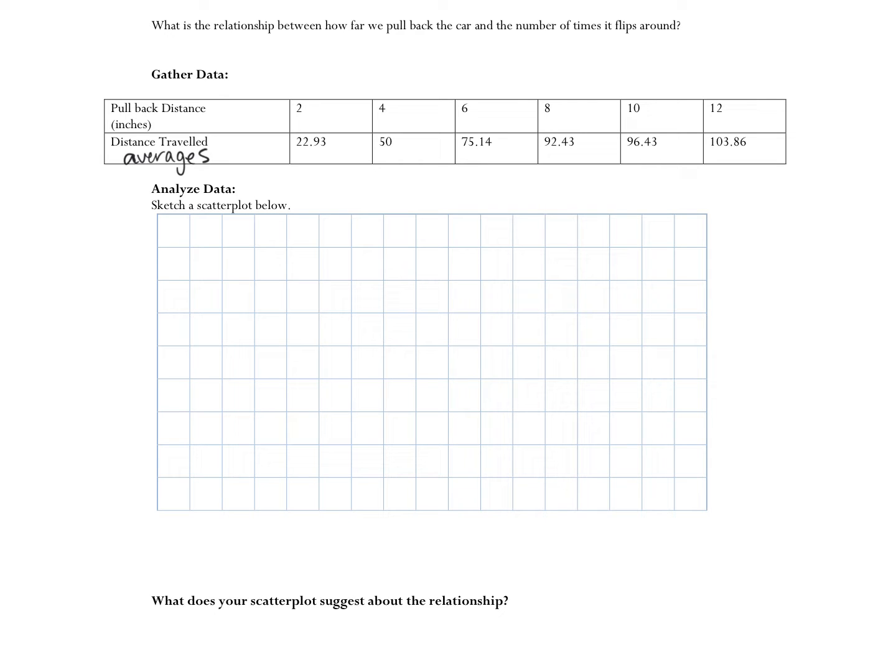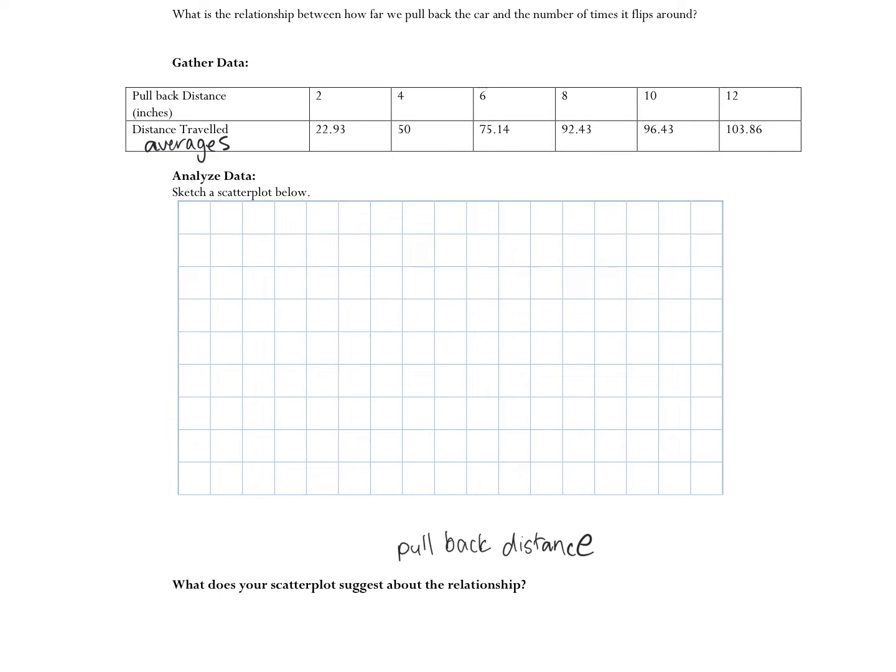Labels. Okay, so we're going to put the pullback distance on the x-axis. What are we going to put on the y-axis? Distance traveled. Does it make sense in this particular case for the x to be the pullback distance and the y to be the distance traveled? And if so, why? If not, why not?